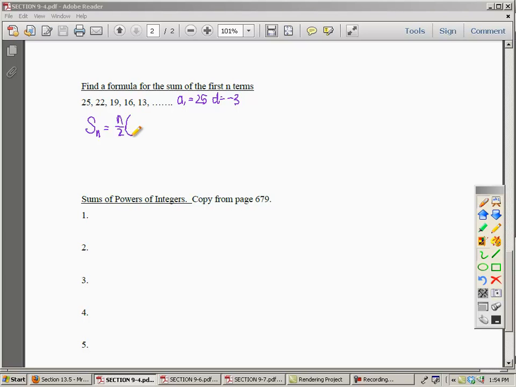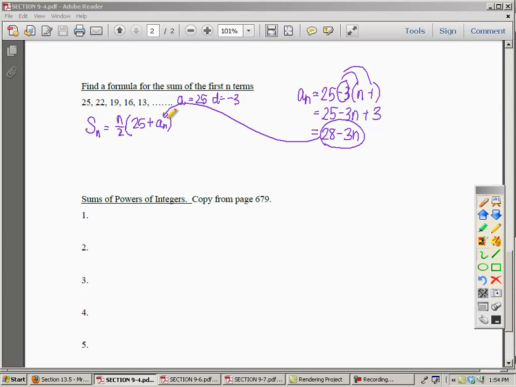Because it's arithmetic, to find the sum of n terms, we take n over 2 times the first term, which is 25, plus the last term. Now, where's our problem? Well, shoot, we don't have the last term, right? Okay, so we're going to have to find that first. So I'm going to get my nth term, and I'm going to put that over here. In order to find the nth term, we said take 25 and subtract 3 for every next term. Now let's simplify by distributing the -3. So 25 minus 3n plus 3 is 28 minus 3n.